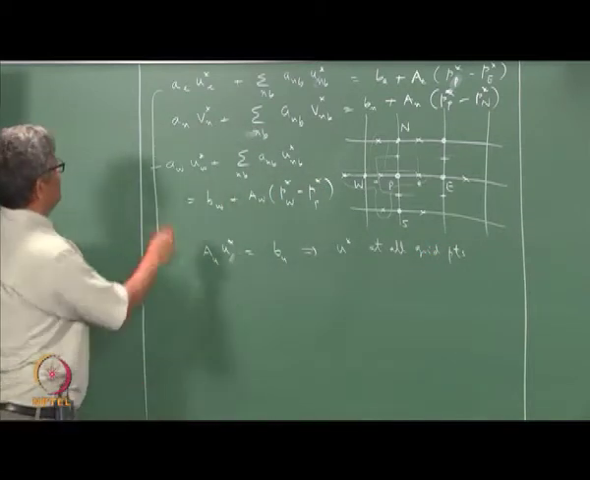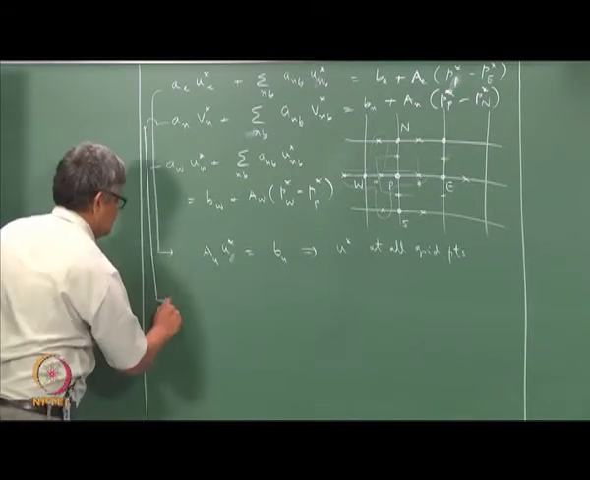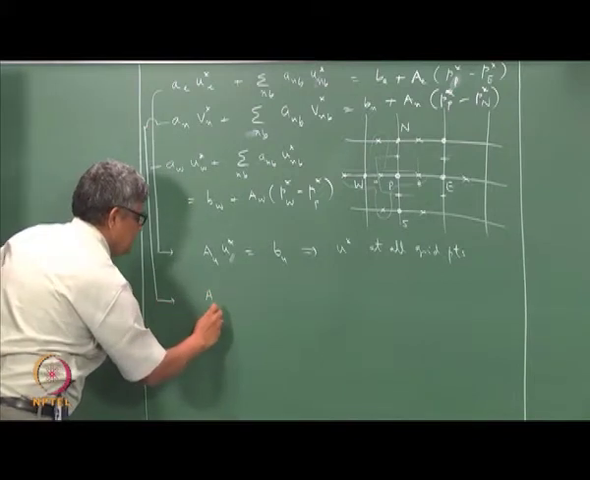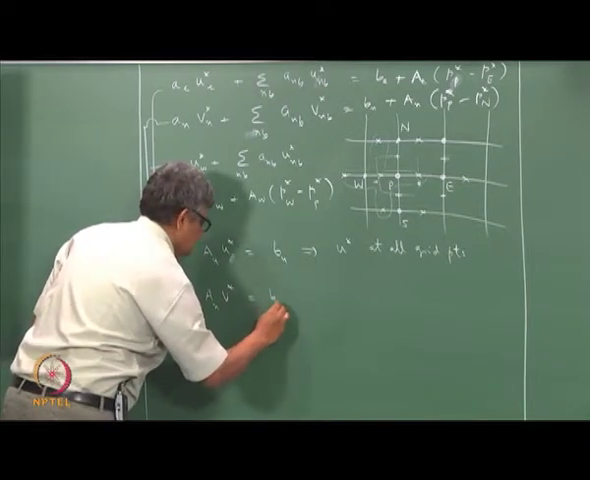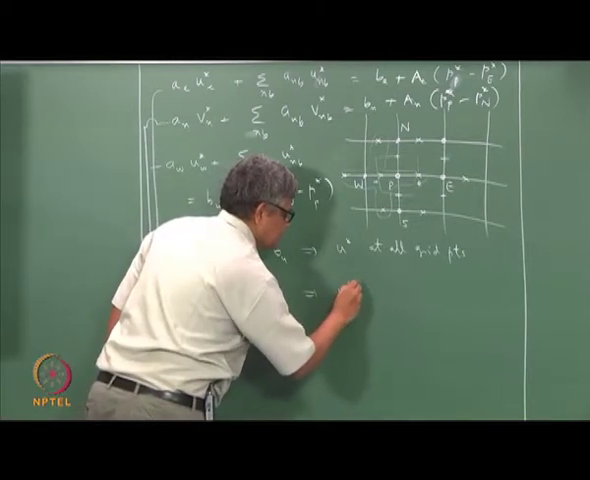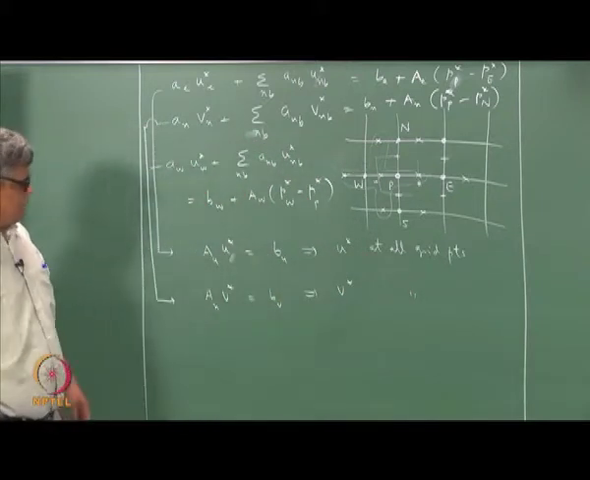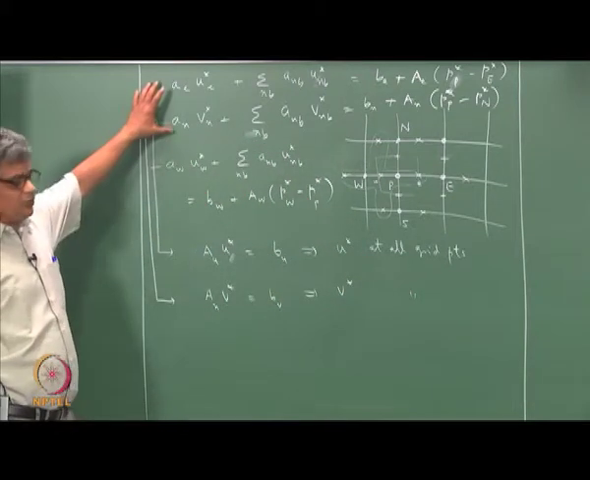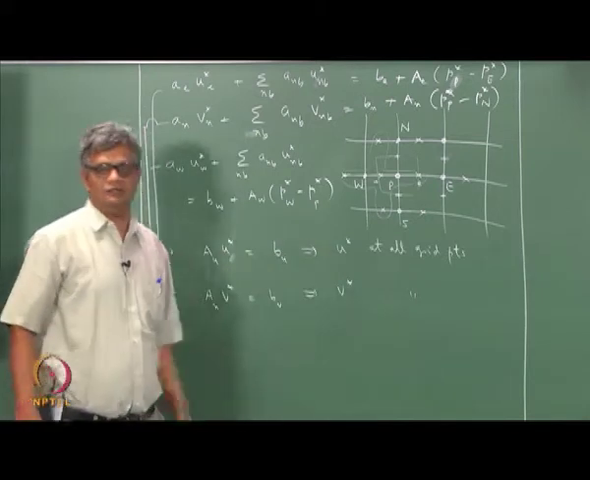And similarly, we can take this one and convert this into A_n v star equal to b_v, and solving this will give us v star at all grid points at which v is defined. Okay. So, solution of these equations will give us the u velocity field and v velocity field.